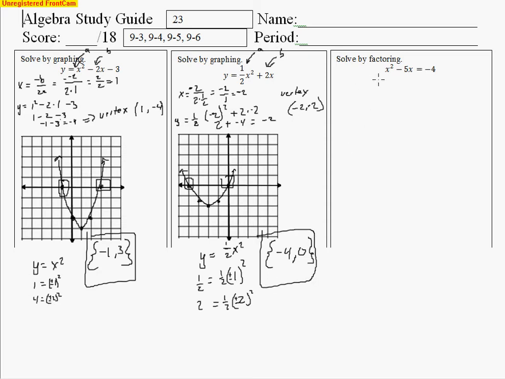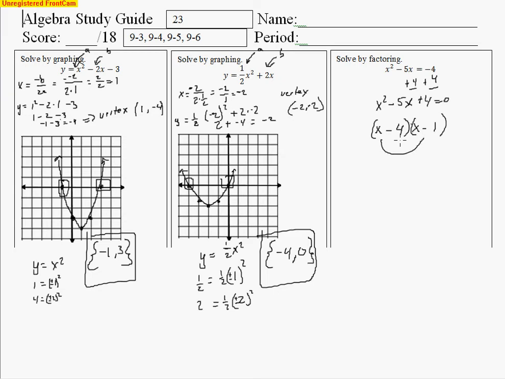So the next problem asks us to factor. So the first thing you're going to want to do is set it equal to 0. So we've got x squared minus 5x plus 4 equals 0. So from that point, I can go ahead and factor. I'm looking for numbers that multiply to make a positive 4. Since they add to make a negative, I know they're both negative. And the numbers that multiply to make 4 are going to be 4 and 1.